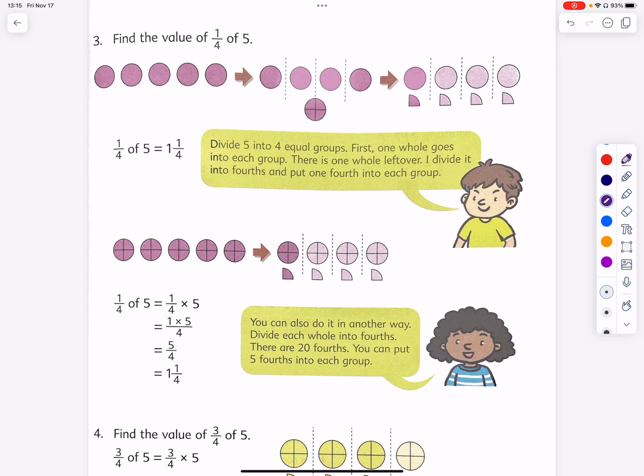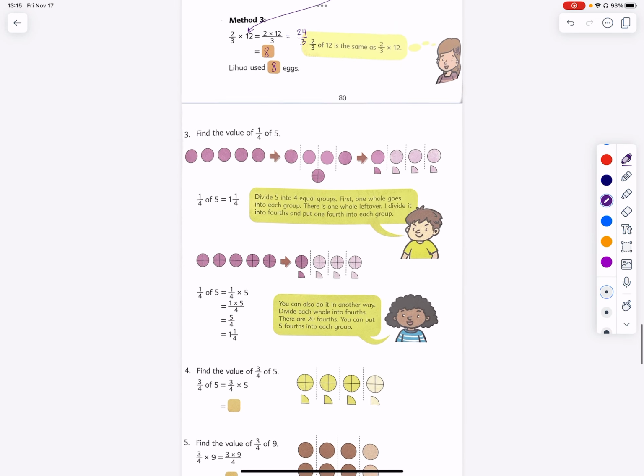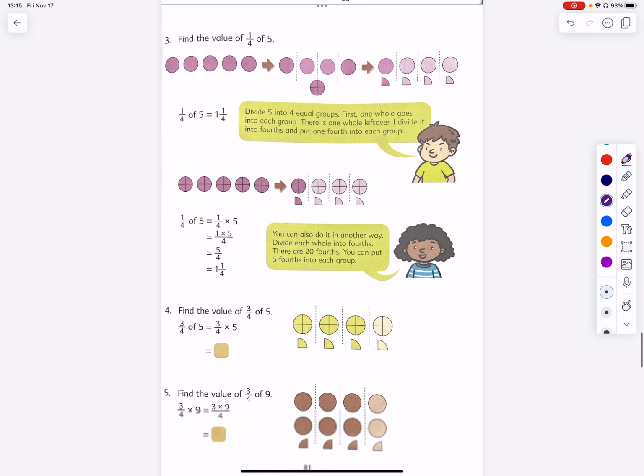Let's take a look at the following page, page 81. I'm on page 81, friends. Now I want to demonstrate to you: find the value of 1/4 of 5. That's for number 3. Number 4, find the value of 3/4 of 5. And for number 5, find the value of 3/4 of 9. All similar problems when we're looking for parts of a greater whole, right?